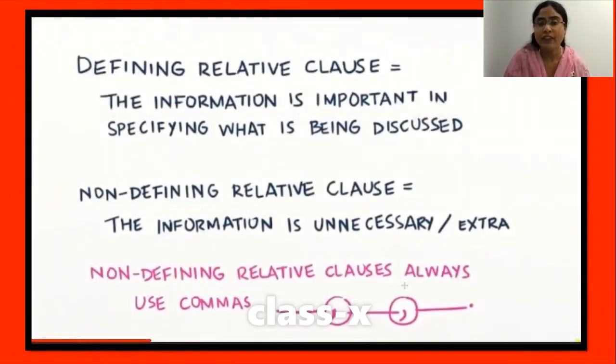What is a defining relative clause? A defining relative clause gives definite information, whereas a non-defining relative clause gives additional information about the sentence, and here a comma is seen, whereas in a defining relative clause, a comma is not seen.